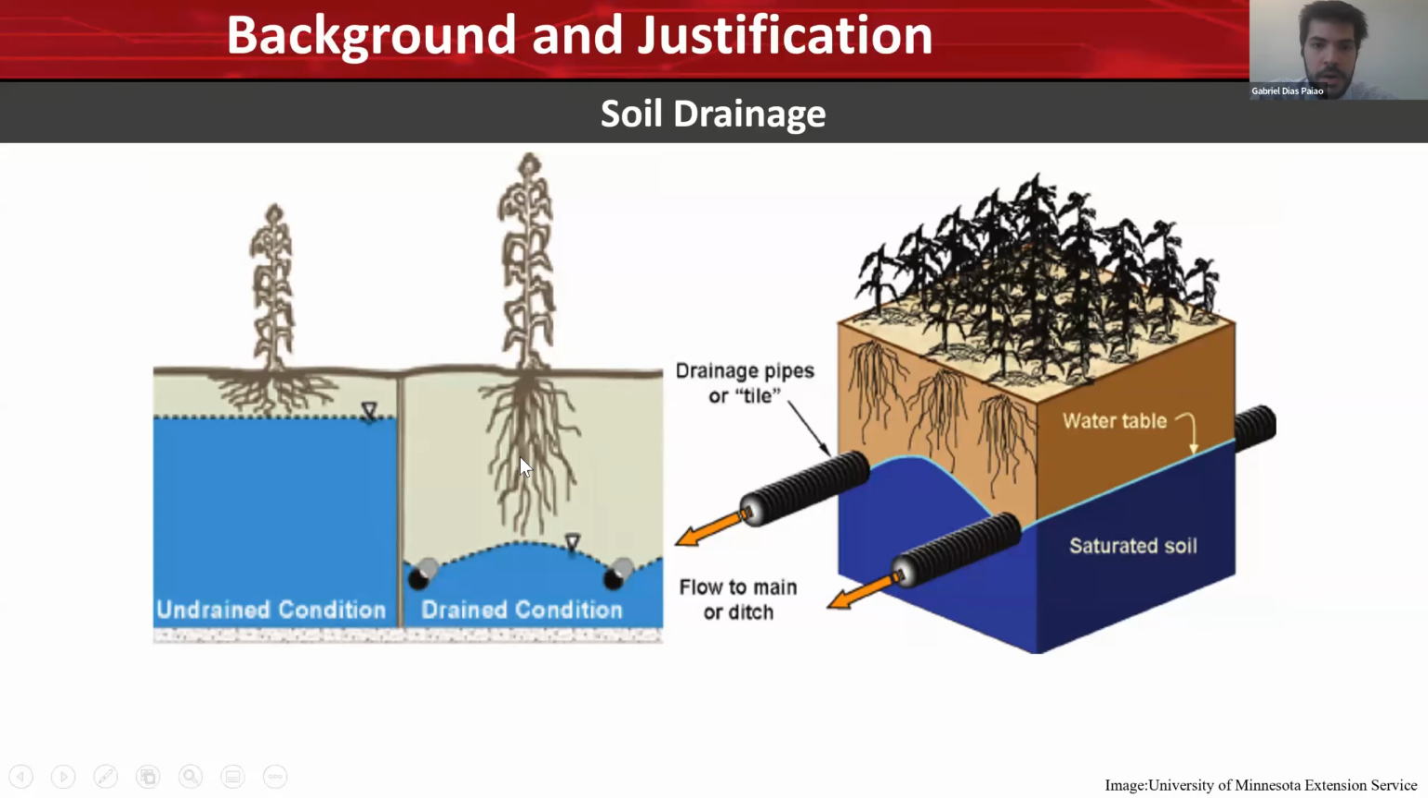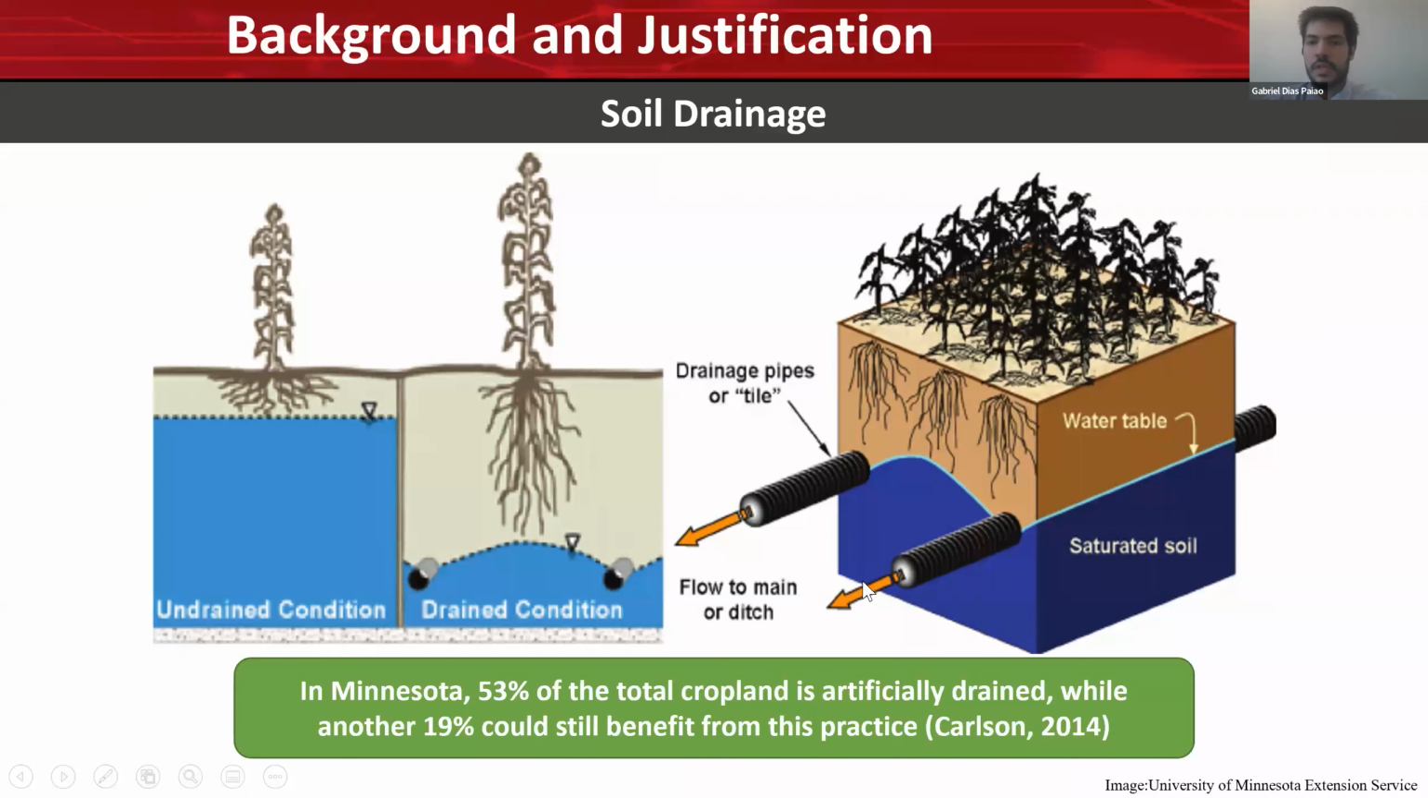It allows for a better environment for roots development, which allows for more nutrient uptake. And it also allows for timely planting and harvesting operations. However, not every field is suited to receive artificial drainage, but are still cultivated as undrained soils, even though they have inadequate soil drainage. And just as an illustration, in Minnesota, for instance, 19% of the total cropland could still benefit from artificial drainage, but are still cultivated as undrained soils.